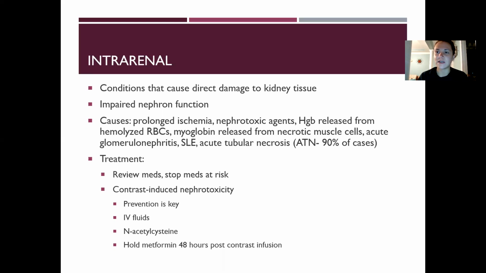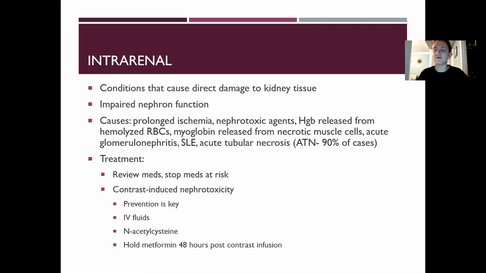Causes of intrarenal etiology can be prolonged ischemia. Okay, sorry about that. So conditions that are going to fall into the category of intrarenal acute kidney injury are prolonged ischemia. So that's what we were talking about in the previous slide with pre-renal causes. So if we have prolonged decreased blood flow to the kidneys, it's going to lead to ischemia and then result in an intrarenal effect.